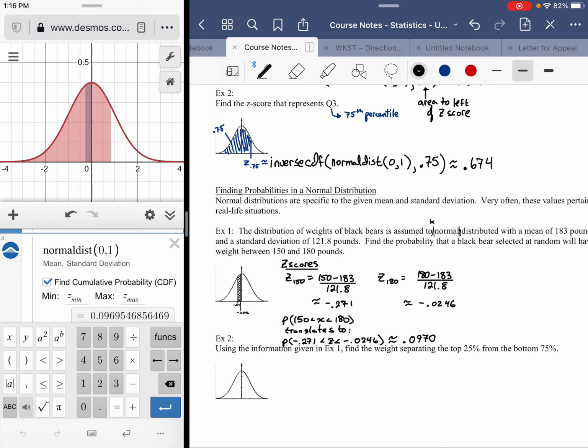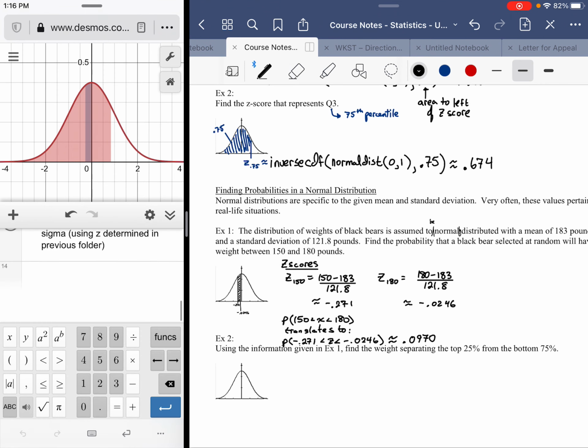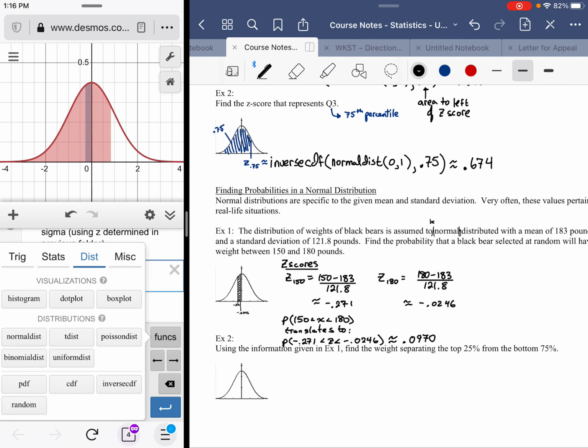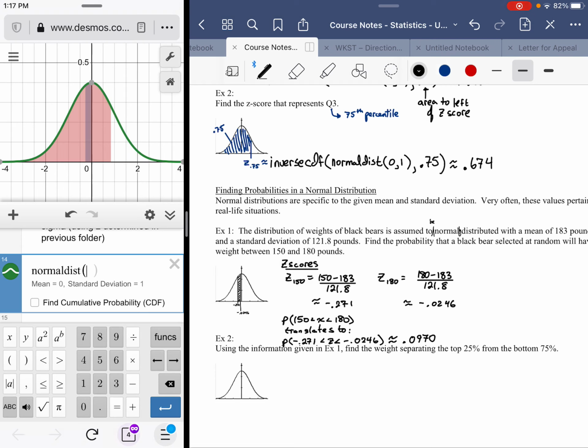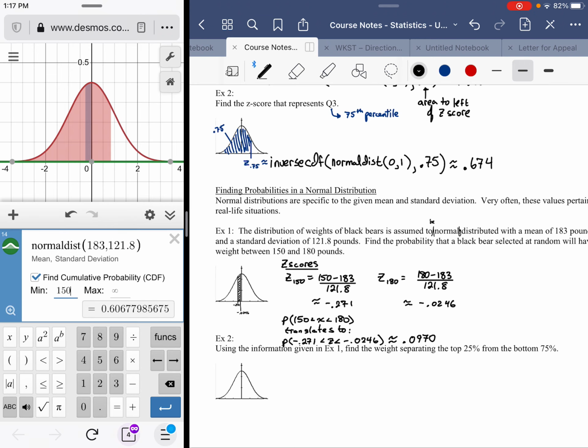but there's always an easier way. And the easier way is based off of what you see actually right here, normal dist 0, 1. Well, that assumes the mean and standard deviation are 0 and 1. Well, what if I go to functions, normal distributions, and I make my mean and standard deviation 183 and 121.8, as they told us in the problem. Then we could find the cumulative probabilities between 150 and 180, and it'll give it to us all in one shot.